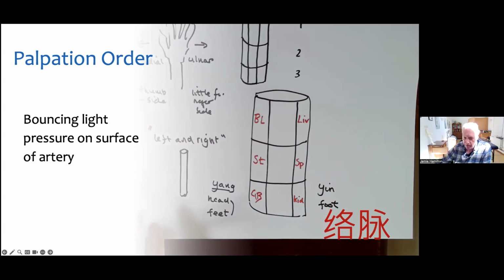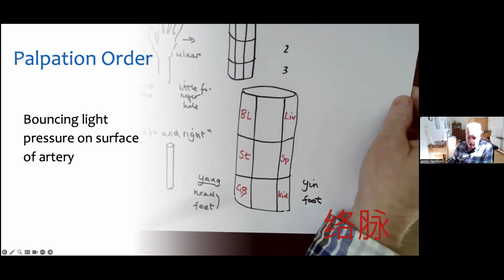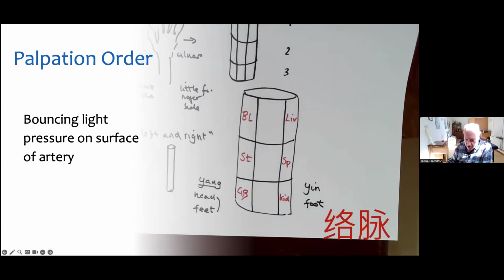So let's pause this, not stop the recording, but just pause me talking, and I just want you to look at this. Could any of you make a suggestion for any patterns you can see between these organs? Can you see any patterns that help you remember, or anything that might help you remember this new map?